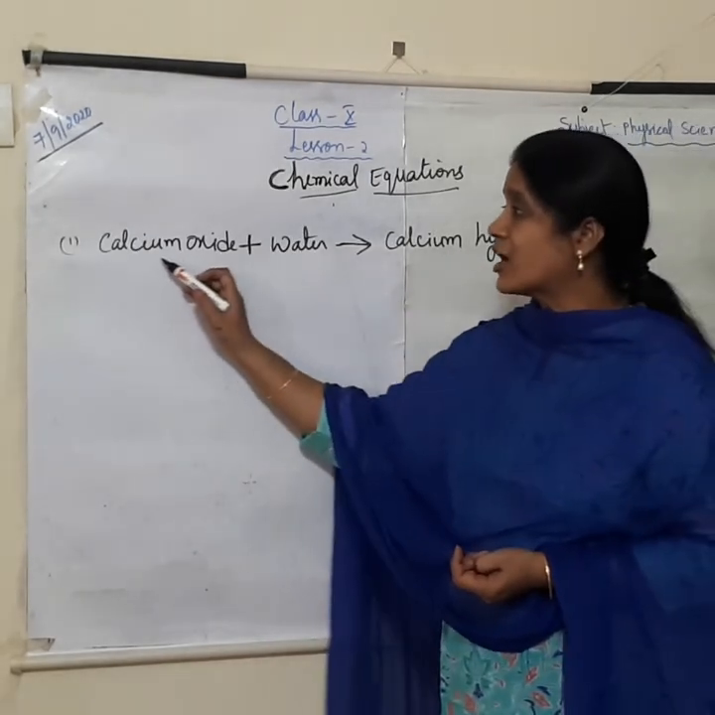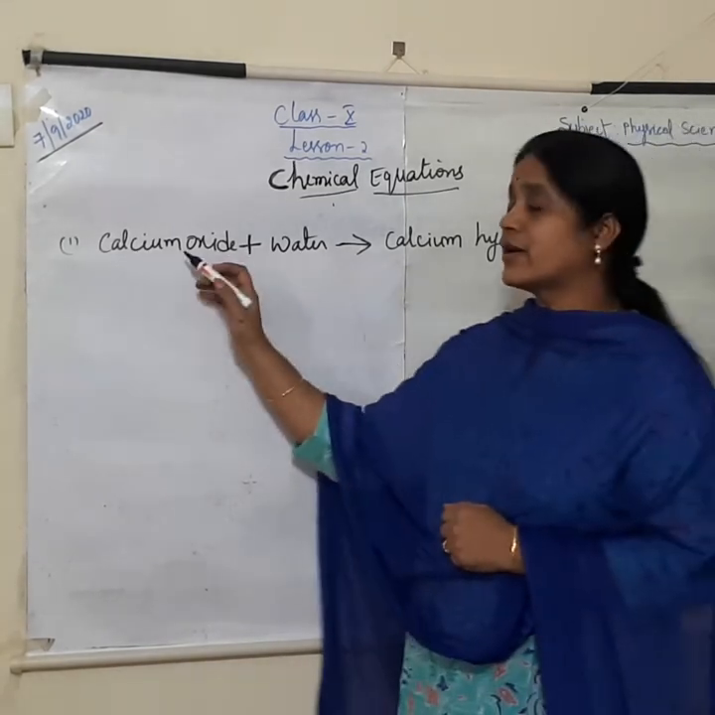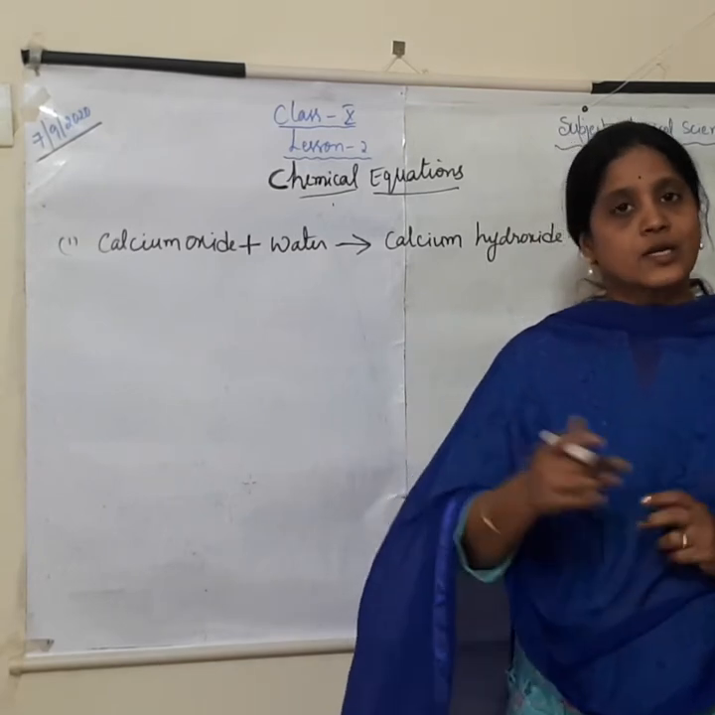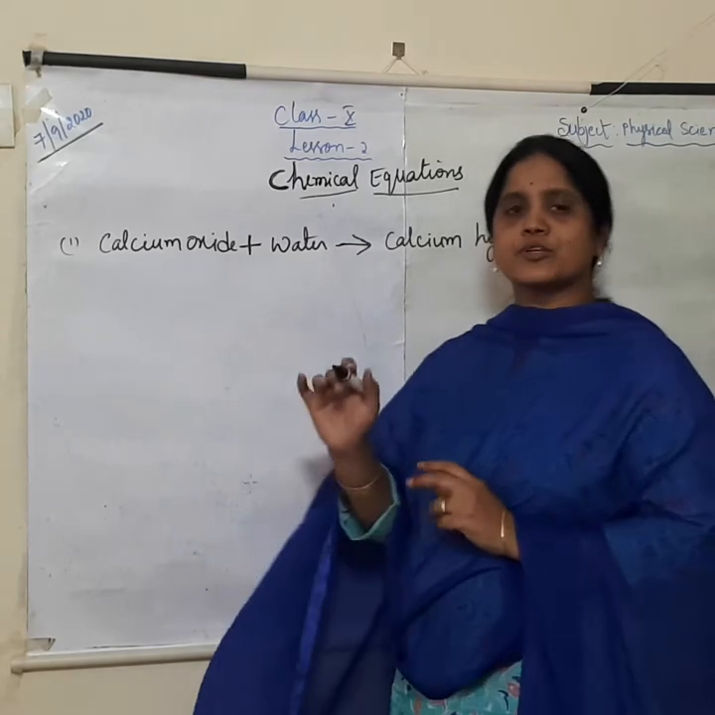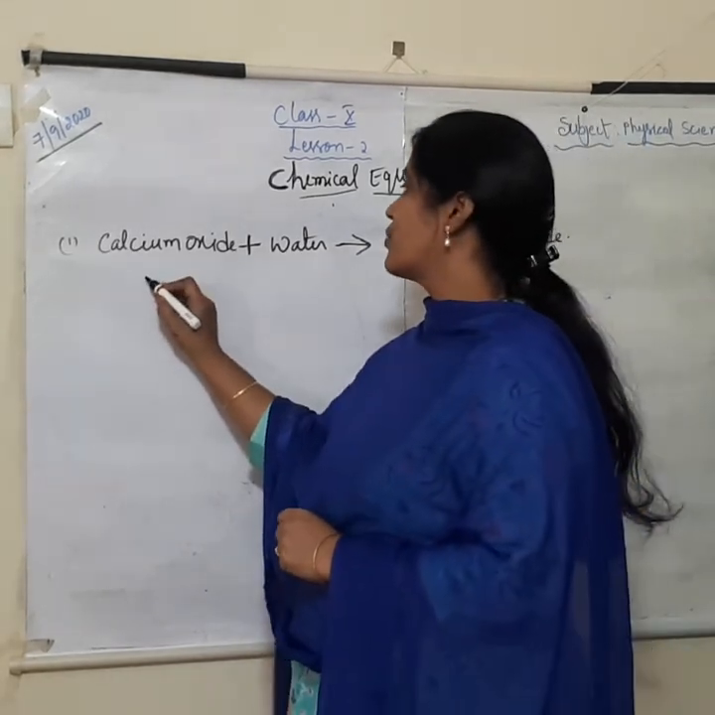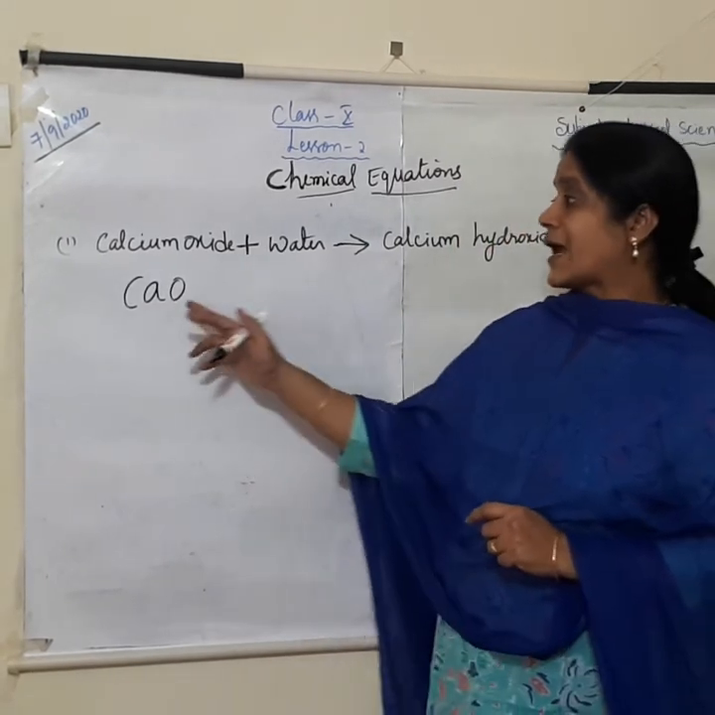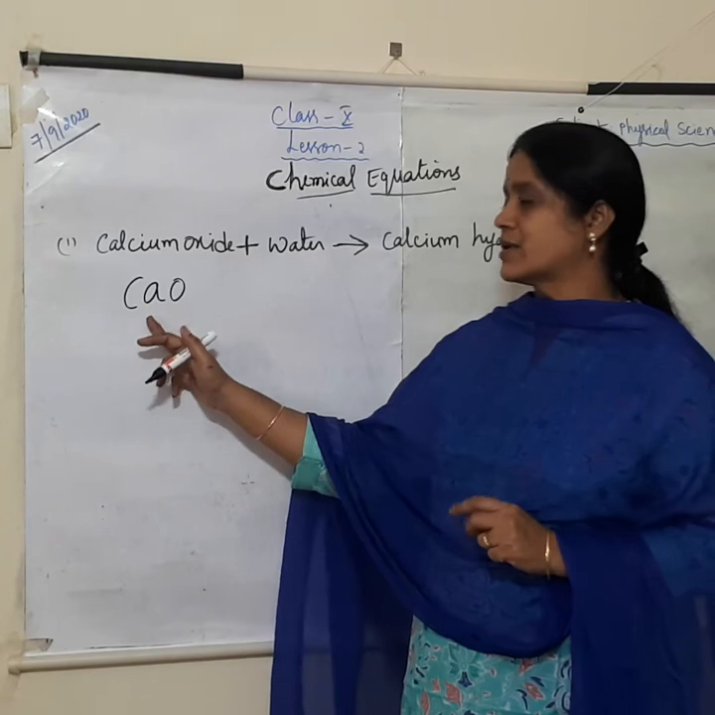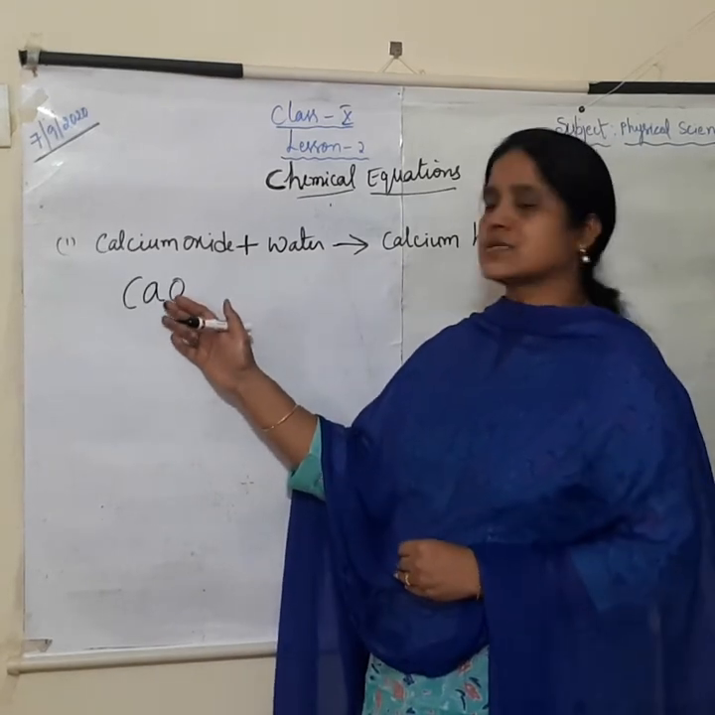So what is the formula of calcium oxide? When calcium and oxygen combine, we get calcium oxide, which is a compound. That compound you must write. So what is the compound? Calcium and oxygen. The calcium element and the oxygen element, these two are combining. The atoms of those elements combine and form a compound.